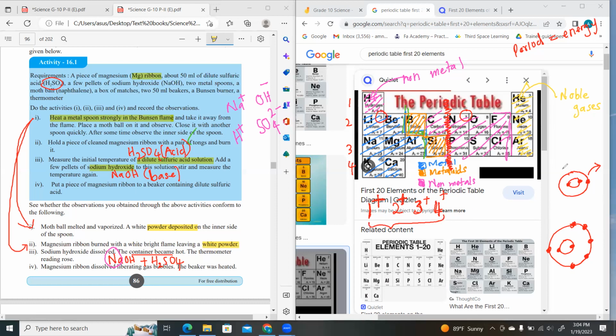Stable means they want to keep only what? Energy levels full of electrons. They don't want to keep empty energy levels. So what nitrogen does is take 3 electrons. When they take electrons, you know, the charge of an electron is minus. So they will form 3 minus ions.